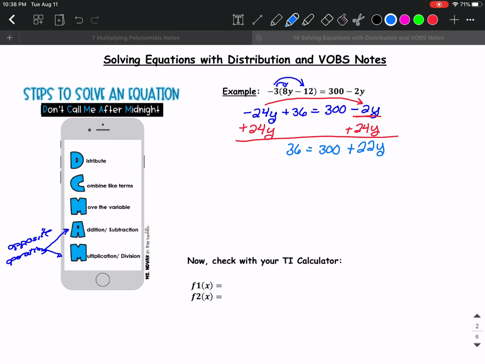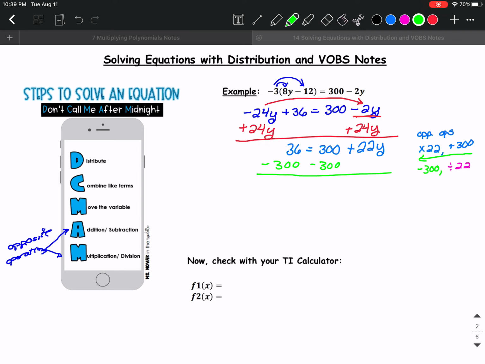Now my opposite operations, okay, if I was going to plug into the y, the first thing I would do is multiply by 22, and then I would add 300. So my opposite operations in the opposite order, I'm going to first subtract 300, and then I'm going to divide by 22. So I'm going to subtract 300 from both sides.